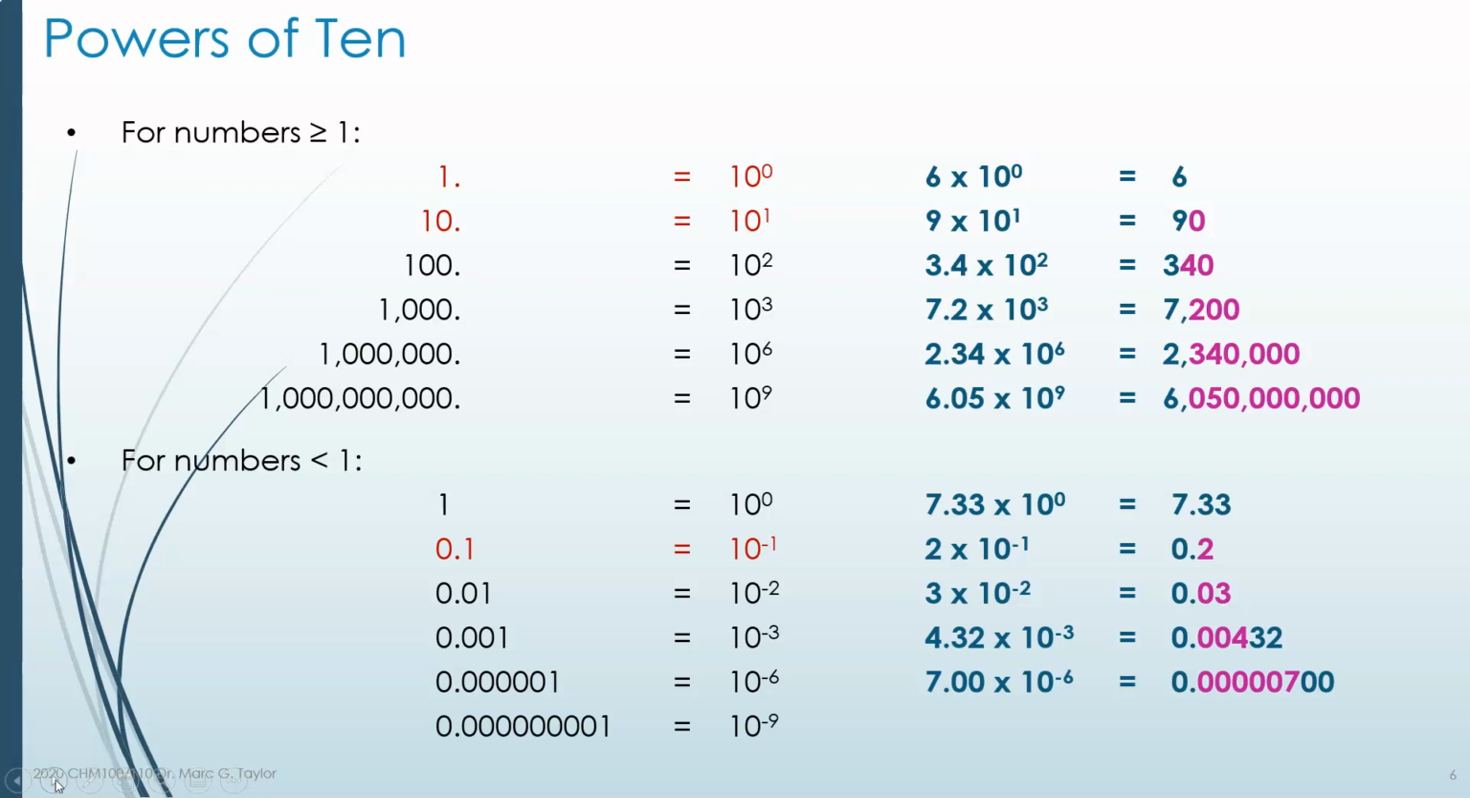10 to the minus 9 is 1 billionth. So 1.302 times 10 to the minus 9 would be 1302, but start the 1 in the 9th decimal place. So it's 0.000000001302.